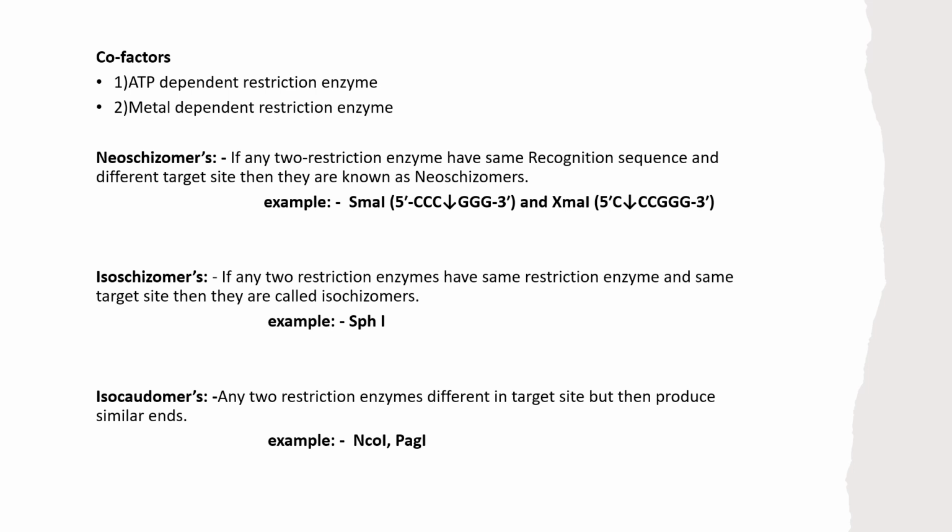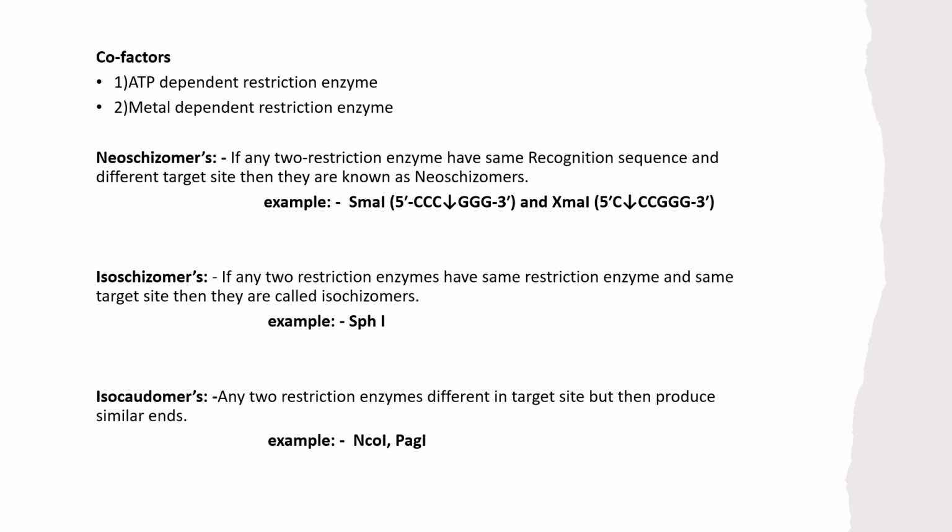Now we'll discuss isoschizomers. If any two restriction enzymes have the same recognition site and the same cut site, then we call them isoschizomers. Examples are BdoI and SphI. And then we'll talk about isocaudomers.